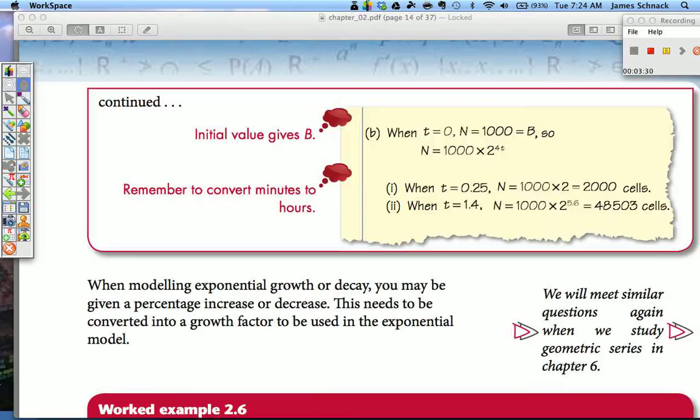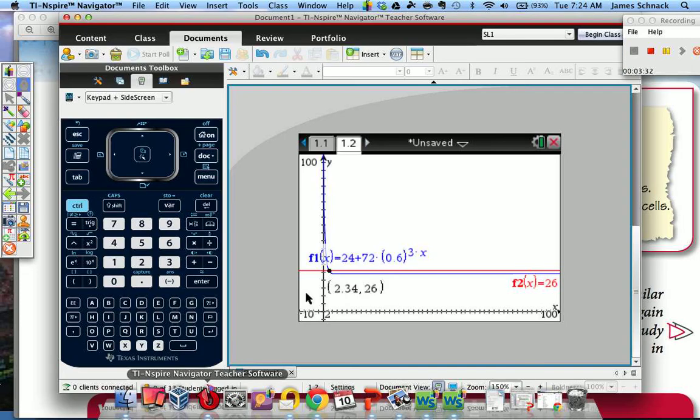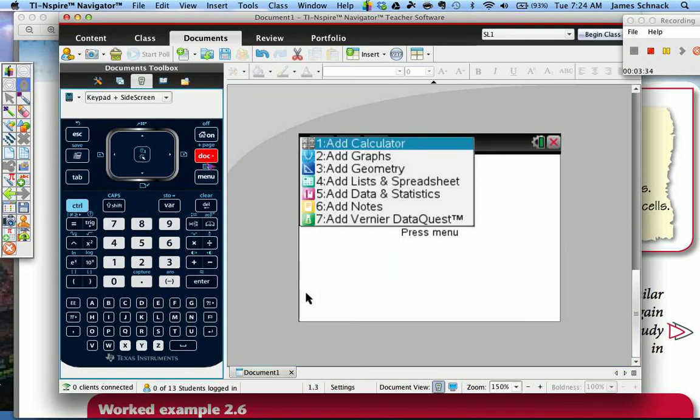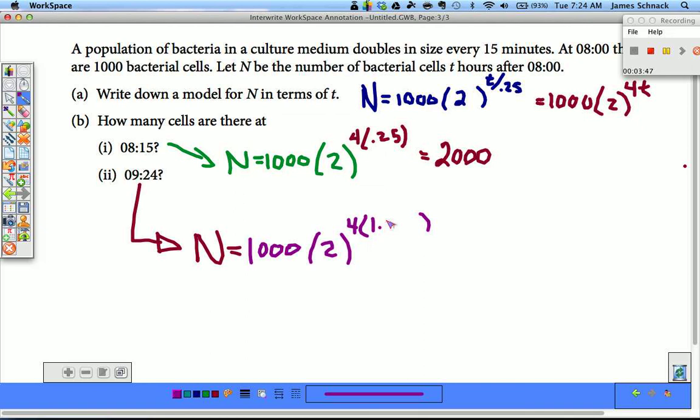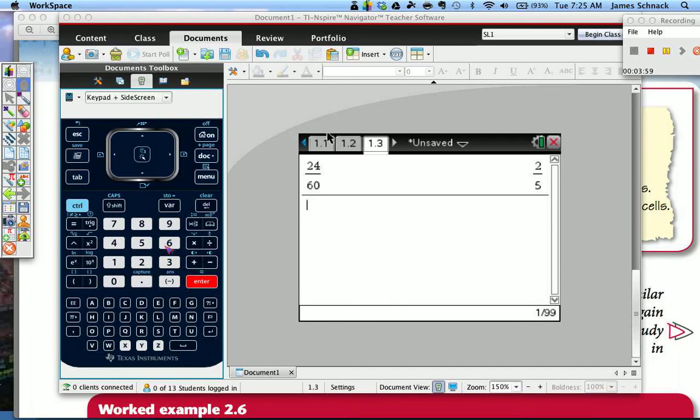So I'm going to jump to my calculator, and let me grab a calculator page. I need to take that 24 minutes and divide by 60. So 2/5, that's 0.4. So in my time, it's 1.4 hours. 1.4 hours is the same as an hour and 24 minutes. And this is something that I can plug into my calculator and I can get that answer. So let's go back to the calculator.